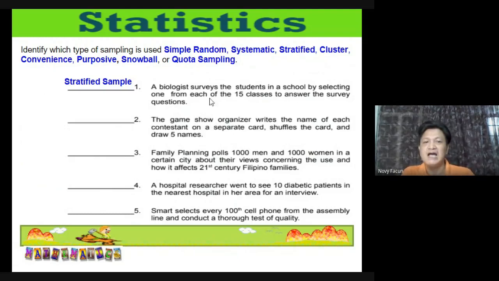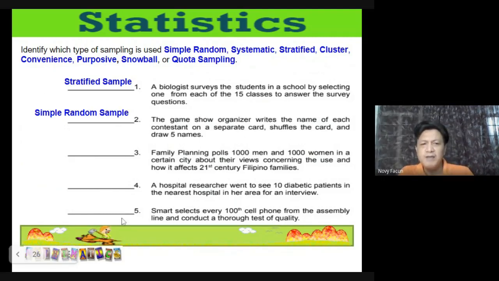Yun yung group nila. Okay, number two, the game show organizer writes the name of each contestant on a separate card, shuffles the cards, and draws 5 names. So this is simple random. Ito yung meron silang lahat na chance para mabunot, kasi randomized ang ginawang pagbunot doon sa 5 pangalan.